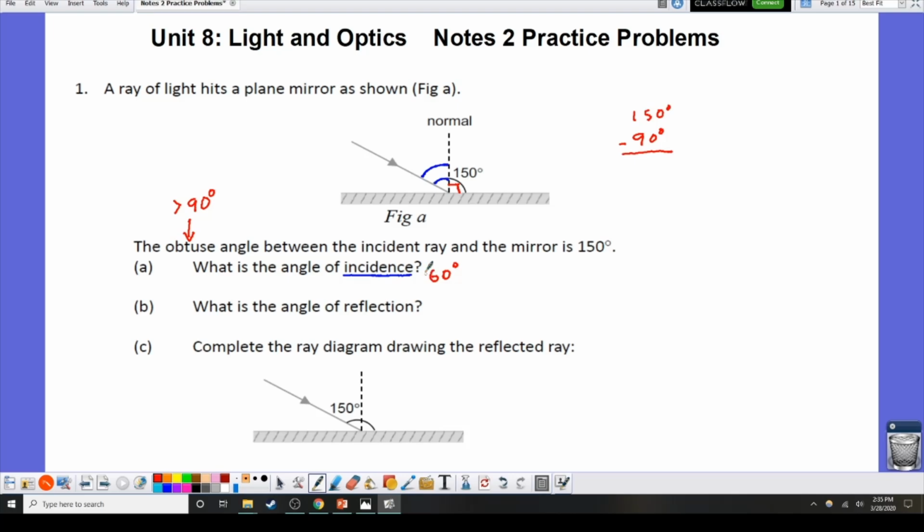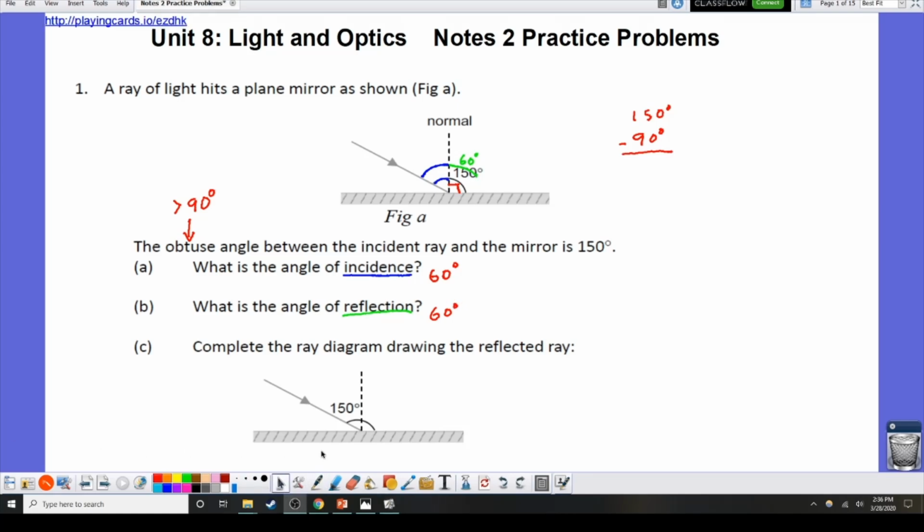All right. 1B says, what is the angle of reflection? So if you remember from the notes, the angle of incidence is always going to equal the angle of reflection. So whatever angle of incidence we have here is going to be the same as the angle of reflection. If this was 60 degrees, this is also 60 degrees. So I'm going to go ahead and write that answer right there.